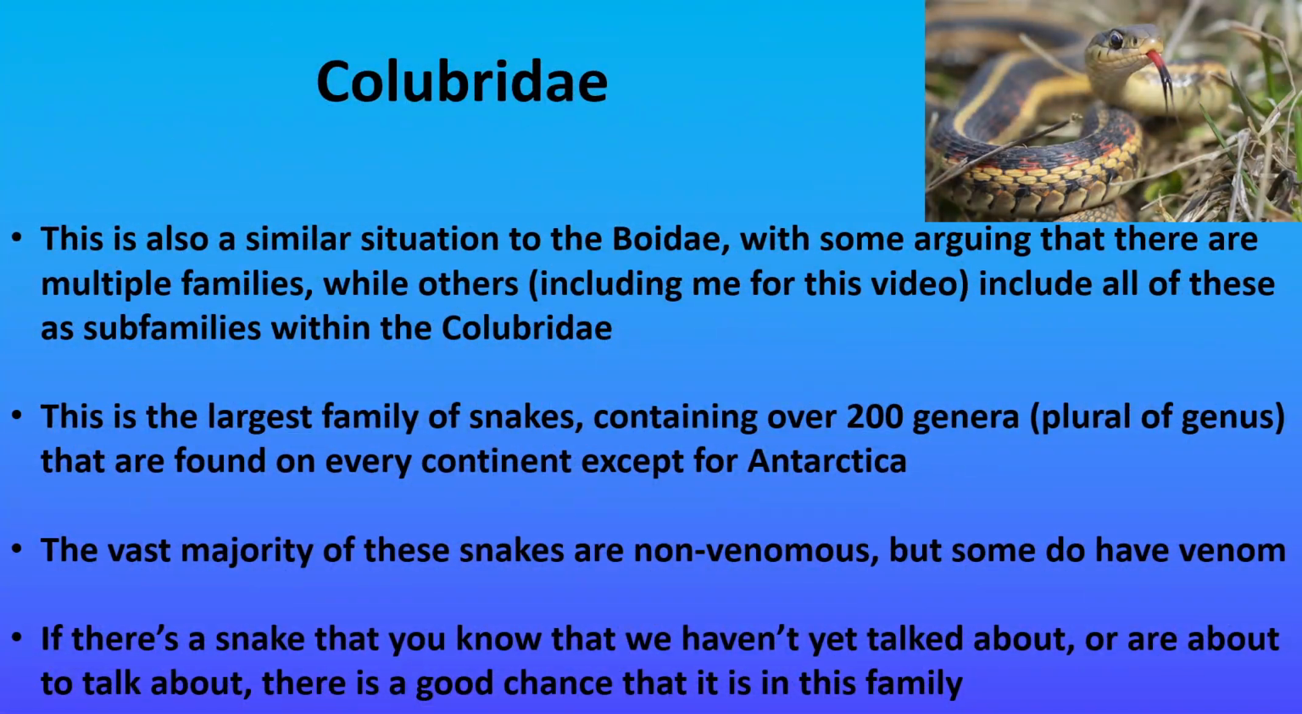Next are the Colubridae, and this is also a similar situation to the Boidae, with some arguing that there are multiple families, while others, including me for this video, include all of these as subfamilies within the Colubridae. This is the largest family of snakes, containing over 200 genera, and genera is the plural of genus, that are found on every continent except for Antarctica. The vast majority of these snakes are non-venomous, but some do have venom. If there is a snake that you know that we haven't yet talked about or are about to talk about, there is a good chance that it is in this family.